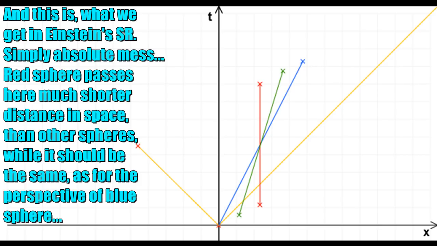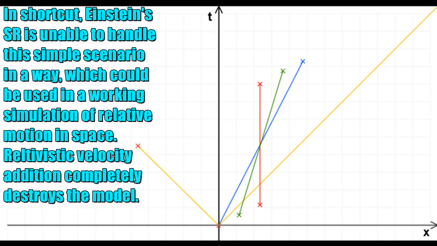And this is what we get in Einstein's special relativity. Simply an absolute mess. The red sphere passes here a much shorter distance in space than the other spheres, while it should be the same as for the perspective of the blue sphere. In short, Einstein's special relativity is unable to handle this simple scenario in a way which could be used in a working simulation of relative motion in space. Relativistic velocity addition completely destroys the model.